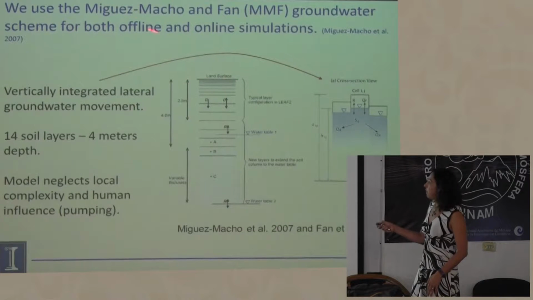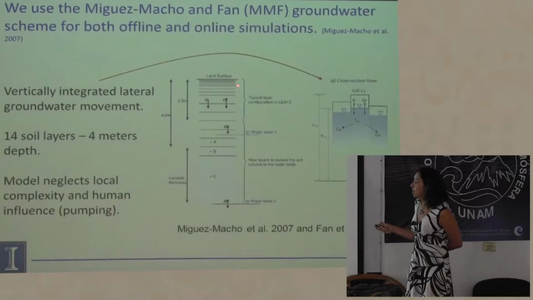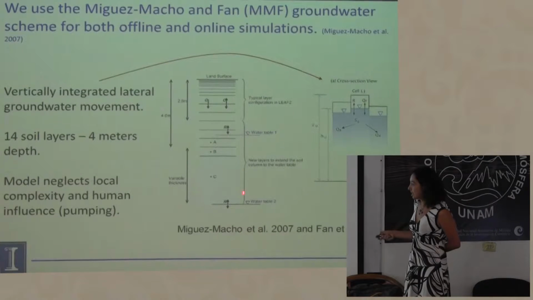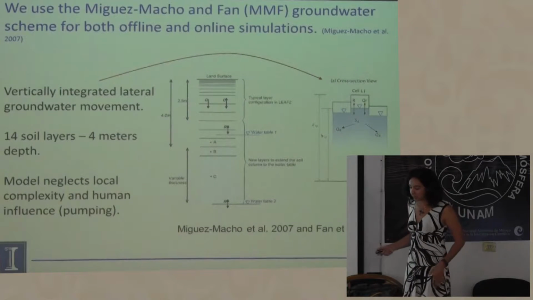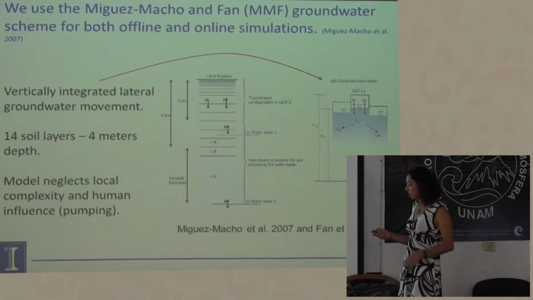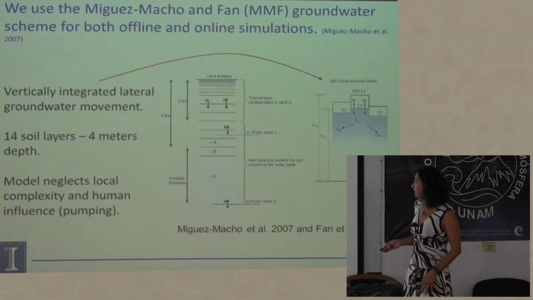We actually use it for both the offline and online simulations. In this model, we have 14 soil layers to a depth of 4 meters. We have a dynamic water table, so it moves in time. And, this is kind of important, we have vertically integrated lateral groundwater movement, so it simulates the lateral redistribution of groundwater. And it neglects local complexity and human influence.